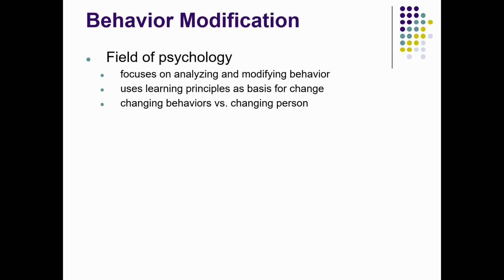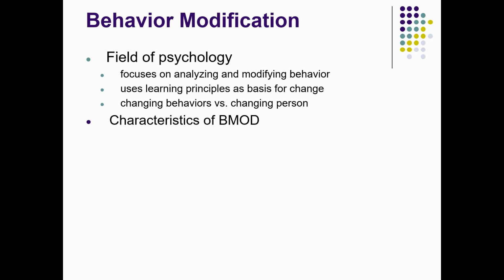Because sometimes when you focus on changing the person, we need to change this person. We need to give this person stronger willpower. We need to make this person change. That implies that there's really something wrong with the person. In behavior modification, we're really focused on changing the behaviors of the person. So if we change their behaviors, they're going to be more successful in their environment.